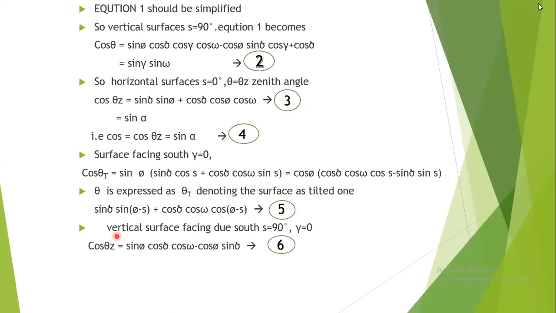And the last assumption is that we are taking vertical surfaces facing due south. If you take this assumption, we get slope s equal to 90 degrees and gamma equal to 0 degrees. After putting this assumption, we get cos theta z, where theta z is the zenith angle, equal to sin phi cos delta cos omega minus sin phi sin xi.